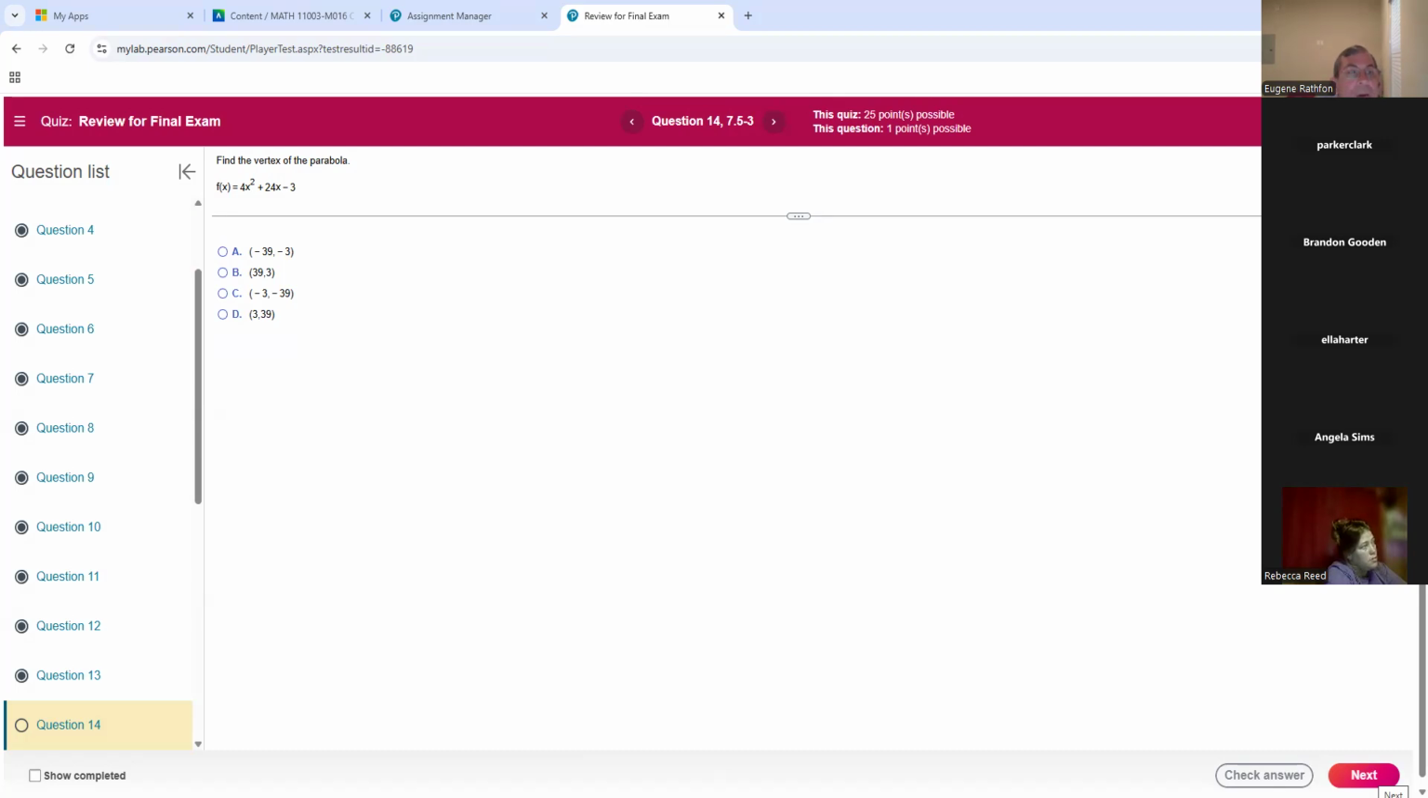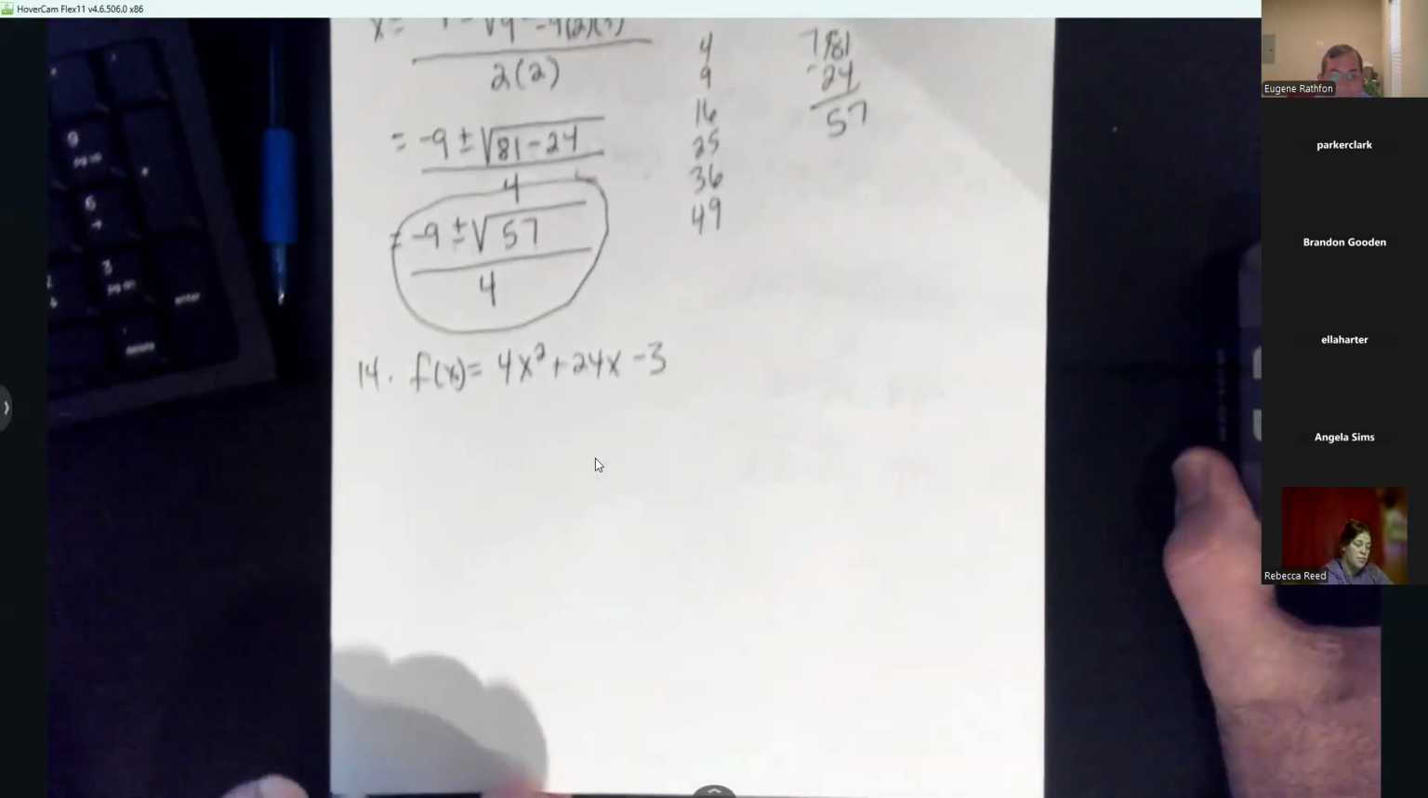I got 14, find the vertex. They're giving me f of x equals 4x squared plus 24x minus 3. Now y'all look at these 4 answers. They all got a different x value. I got -39 for A, 39 for B, -3 for C, and then a +3 for D. So if I can at least get the x value, I ought to be able to pick one of them 4 answers, okay? Now I will work it all out, but I was just noticing that on that.